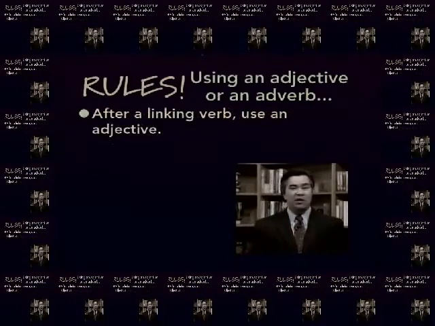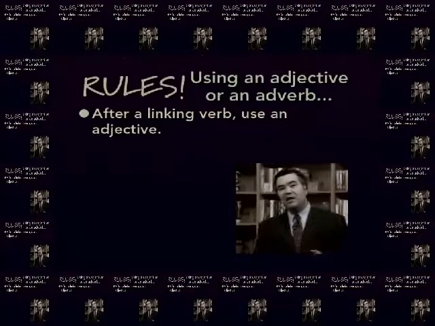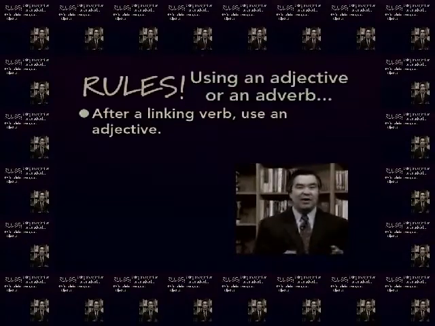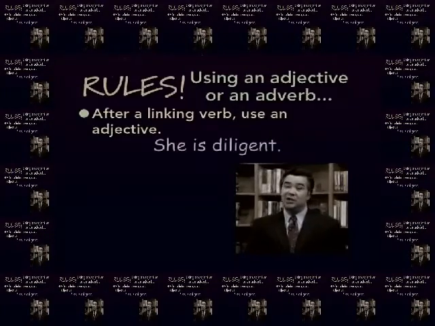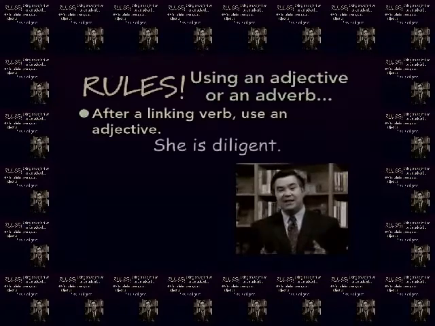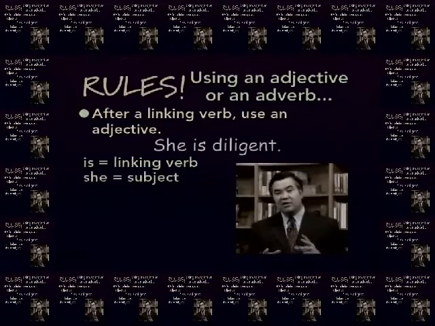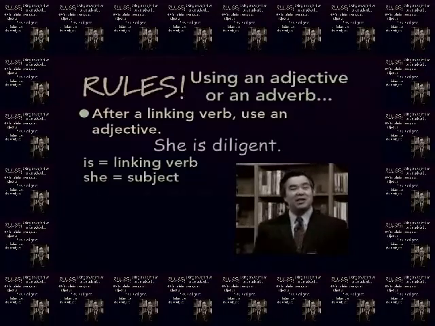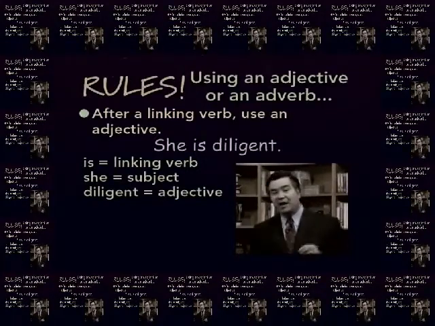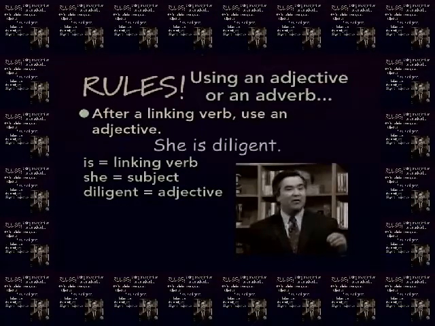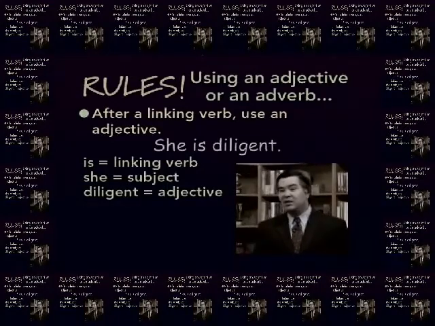After a linking verb, use an adjective. Remember that a linking verb expresses a state of being. It tells us something that the subject is rather than something that the subject does. Take a look at this sentence. She is diligent. Here we have a sentence containing the linking verb is. The subject is she, and what follows the linking verb correctly is an adjective, not an adverb. She is diligent. That adjective diligent refers back to or modifies the pronoun she. It tells us what she is, and therefore an adjective is correctly used in this sentence.